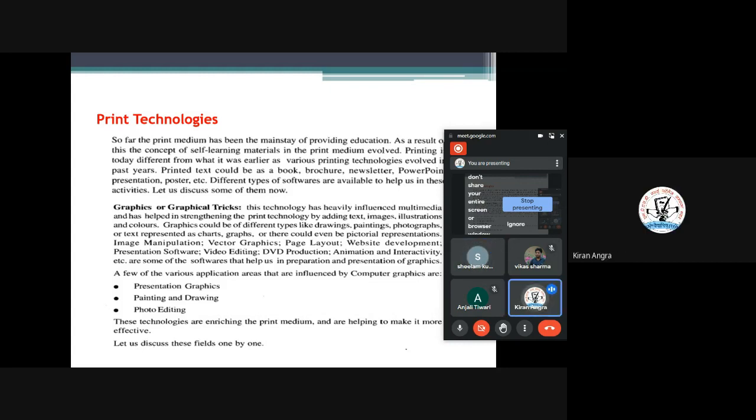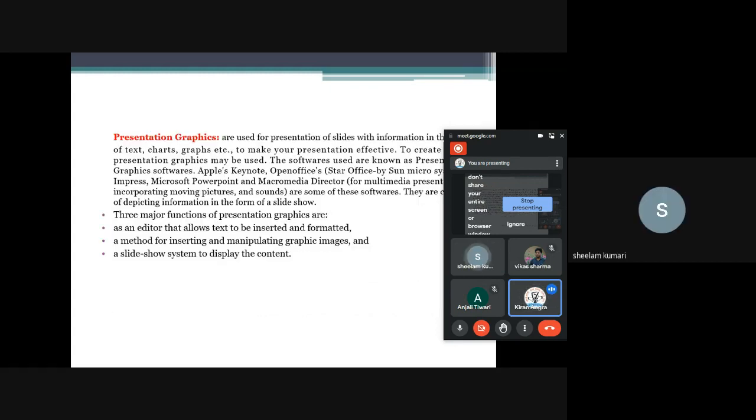There are a number of software packages that have come for presentation graphics. They are Apple's Keynote, OpenOffice, Microsoft PowerPoint, Macromedia Director, and graphic software. You must have heard of Adobe Photoshop and Adobe Illustrator. They were earlier imported. Then, with the growth of video and digital photography, programs handle these types of media.